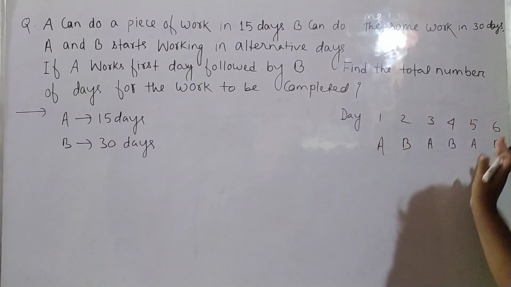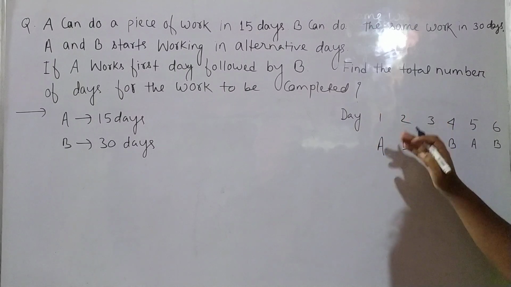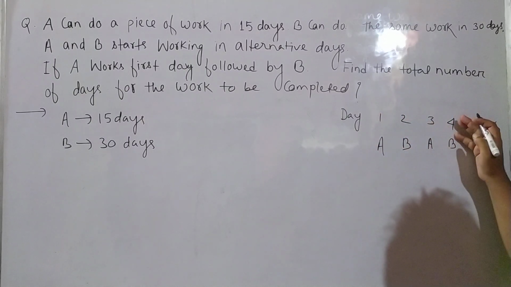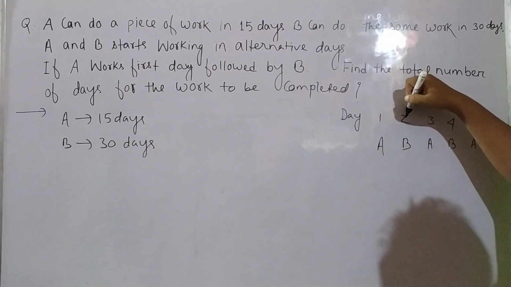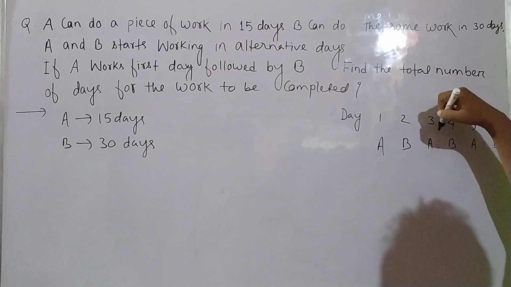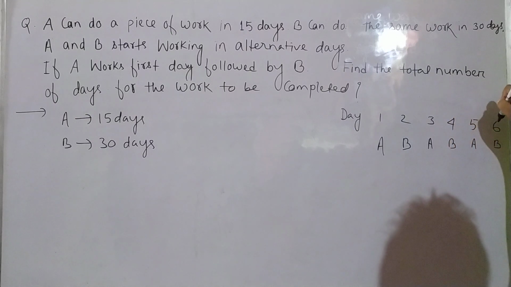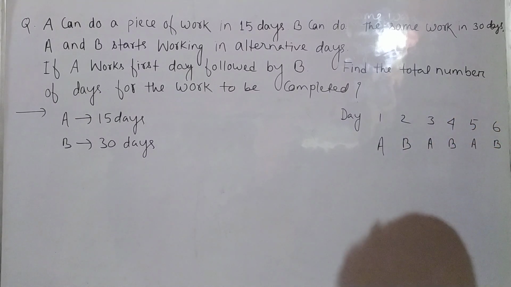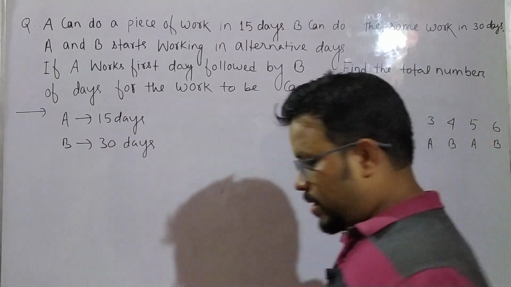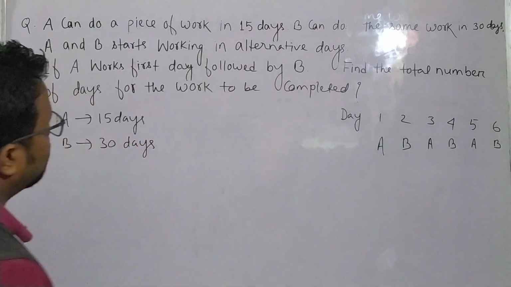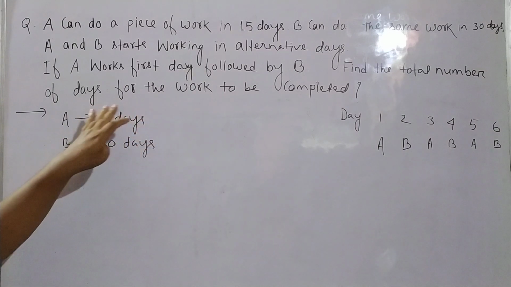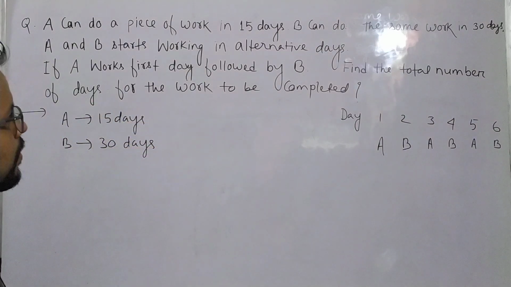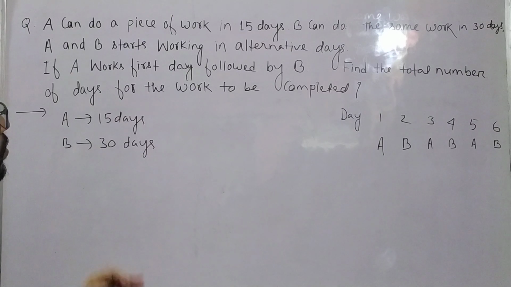So it's alternately. First day A, next day B. Third day A, fourth day B. Fifth day A, sixth day B. It's said to be alternately. Now, find the total number of days for the work to be completed.